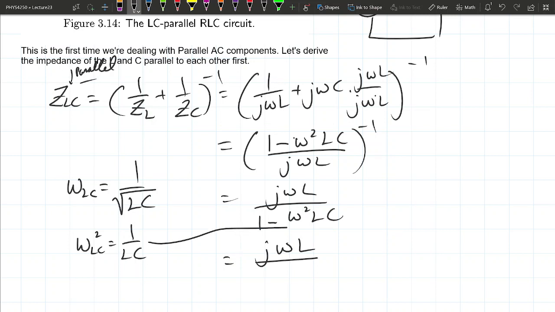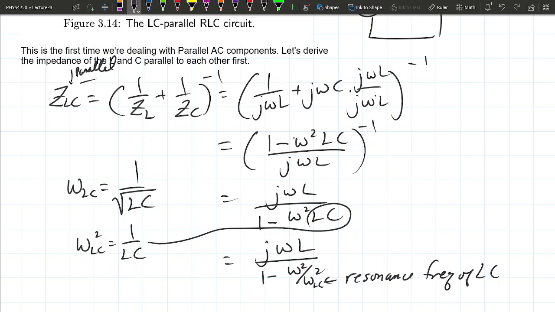So I'm going to plug that over into here: 1 minus omega squared over omega LC squared. And this is known as the resonant frequency, the resonance frequency of the LC circuit. That's the frequency it's going to resonate at. We're going to see that in a second here.